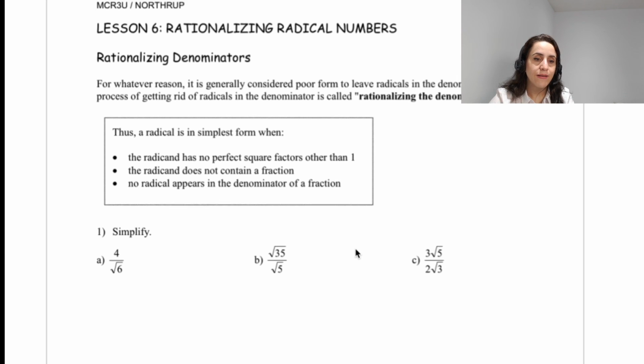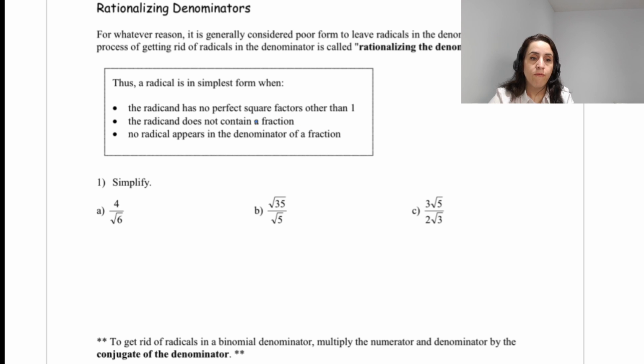A radical is in the simplest form when the radical has no perfect square factor other than 1. The radicand does not contain a fraction. No radical appears in the denominator of a fraction. It is the simplest form for a radical. For example, I have 4 over radical 6. How can I get rid of this radical 6 in the denominator?